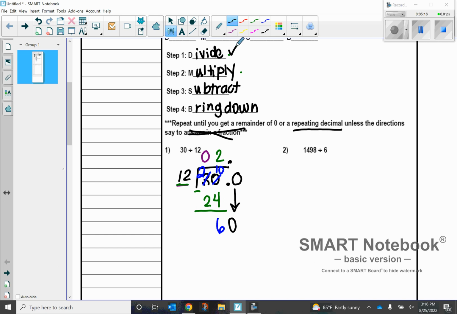First we divide. 12 can fit into 60 5 times. Then we multiply. 12 times 5 is 60. Then we subtract. We have a 0 remainder. We have no more numbers to bring down. So our answer is 2.5 or 2 5/10.